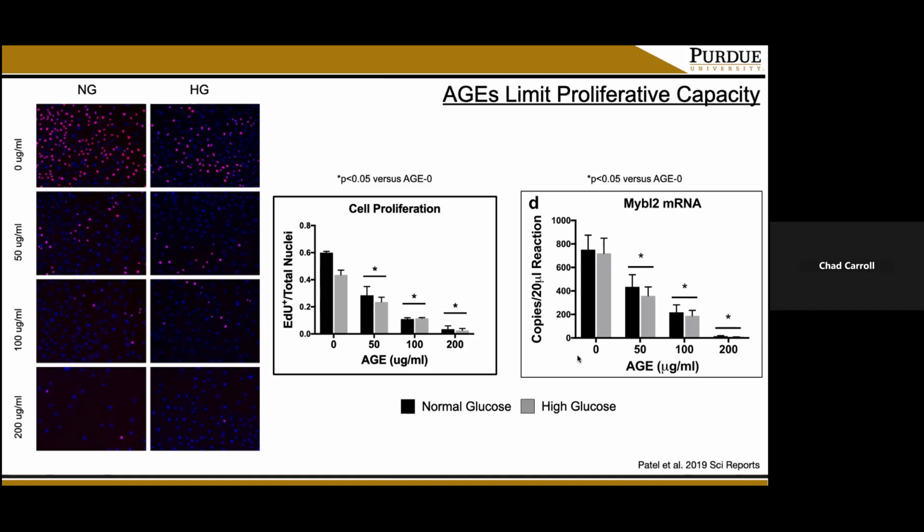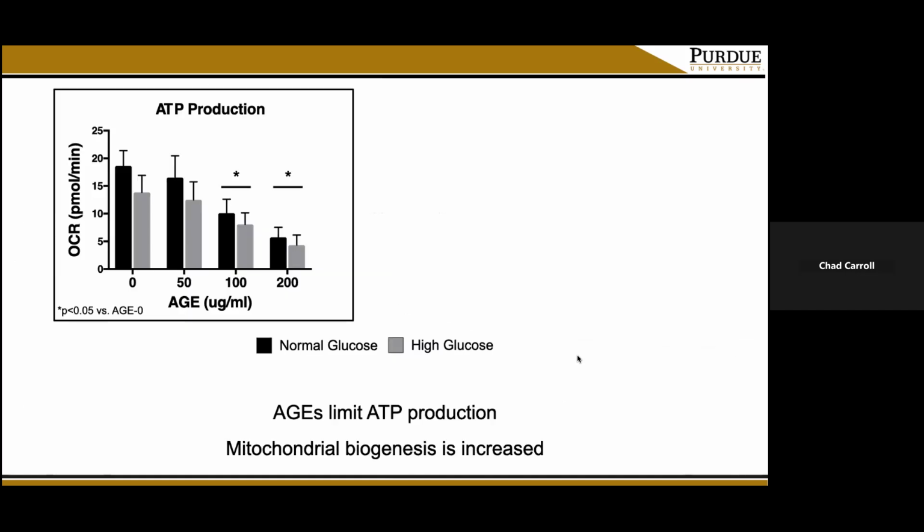So if we plot that, we see that AGEs dose-dependently suppress cell proliferation. We measured several cell proliferation genes using ddPCR, MYBL2 being probably one of the more affected ones. And we see, again, a dose-dependent suppression of the cell proliferation-related genes. Now, keep your mind on that one because we'll come back to that in a little bit as well.